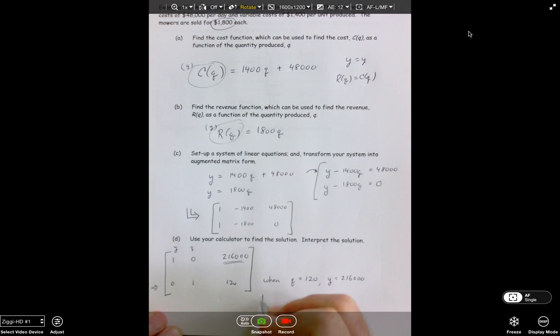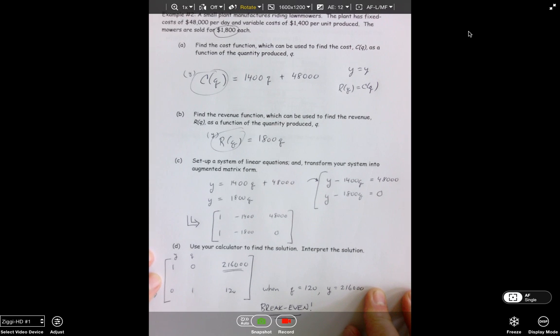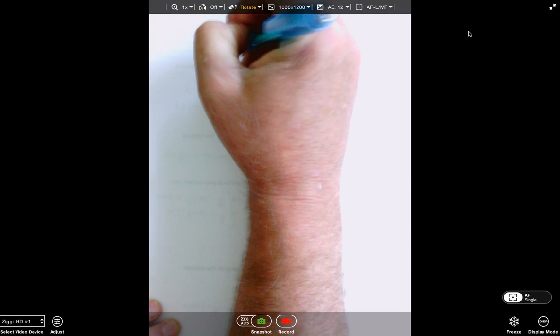So guys, what we found here is nothing more than the value when R of Q equals C of Q, which is the break even. So it's just a kind of a fancy way of coming up with the break even point like we did before. Okay, now let's try that out. Before I told you we would find the break even point algebraically.